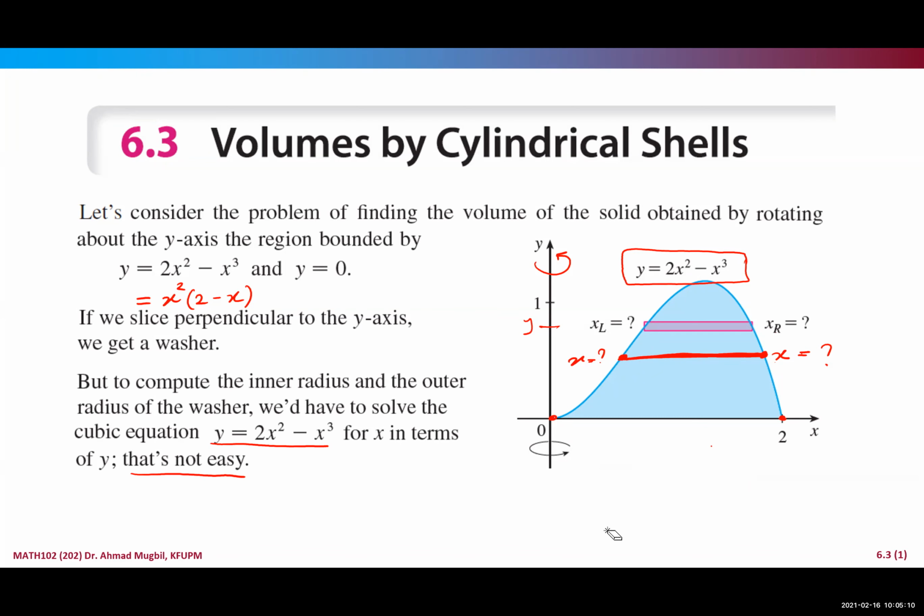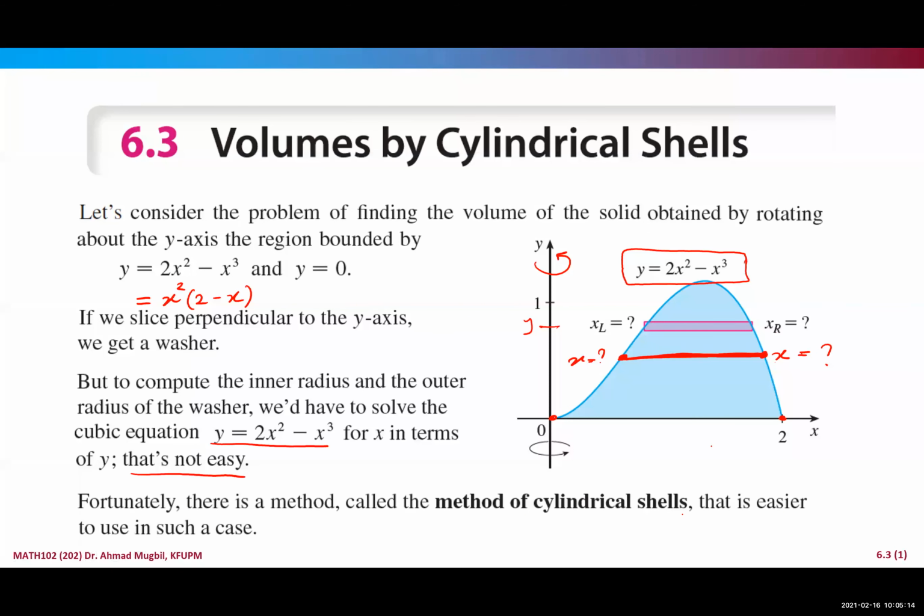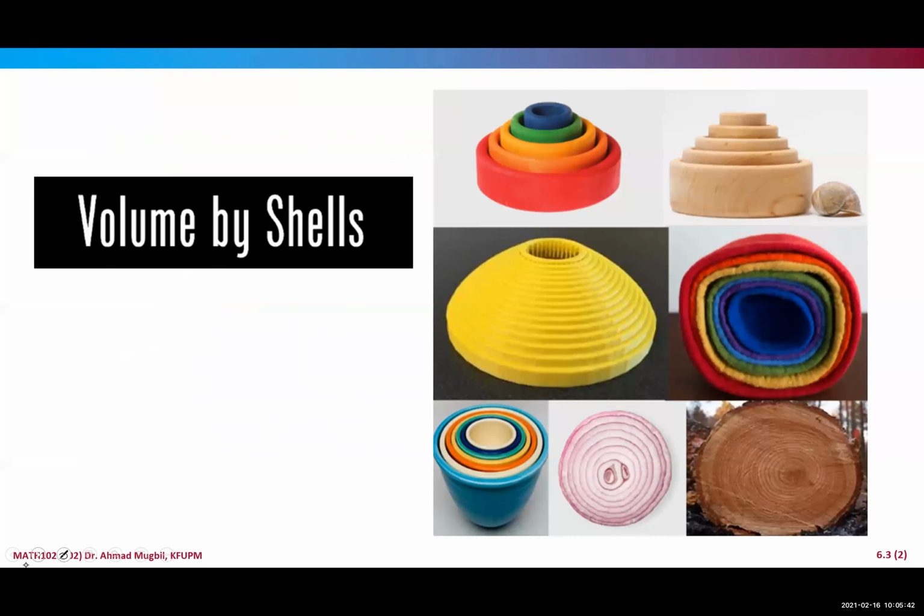So in this case, we are so lucky to have another method that is called the cylindrical shells method. It is a totally different technique, so it does not depend on cross sections. If you want to give 6.2 a name, it is volumes by using cross sections. Here you have mainly two methods: the cross sections method and the cylindrical shells method. So this is a different technique.